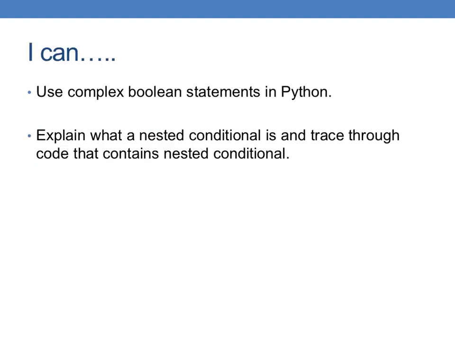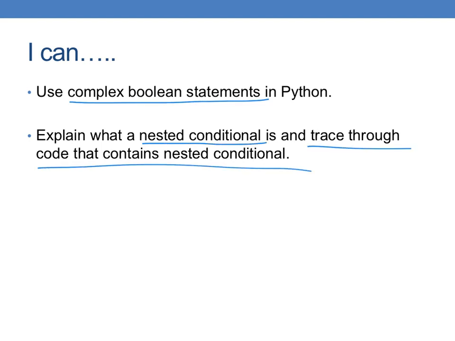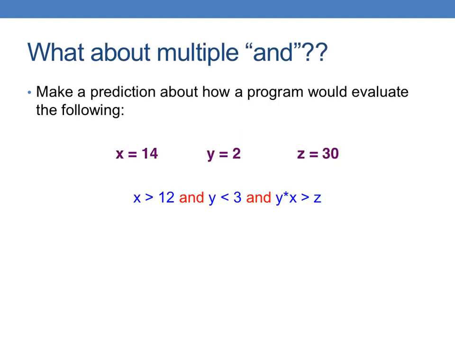So your goal by the end of today's lesson is to be able to use complex Boolean statements in Python. And I know that you can already do that to some extent, but now we're going to have ones that have maybe more than 2 simple Boolean statements in there. And then you're also going to be able to explain what a nested conditional is and to trace through some code that contains a nested conditional and hopefully even be able to incorporate it into your own future programs.